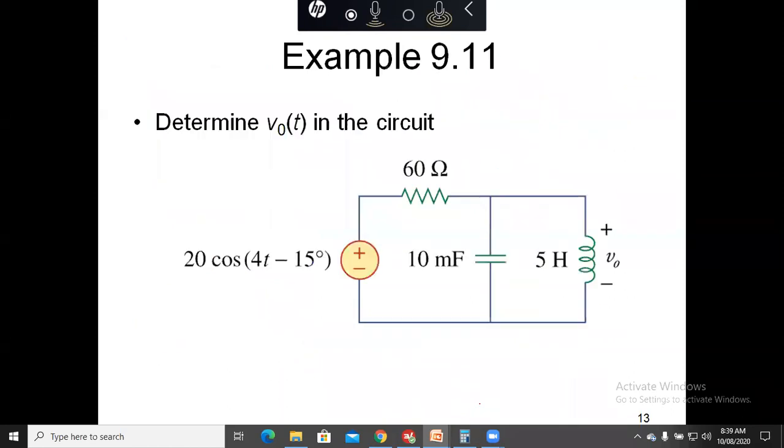Okay, so we move to another network. In this part, we have to calculate the output voltage across the inductor, which is 5 Henry. So let's try it for yourself. I will give you 5 minutes to solve it.